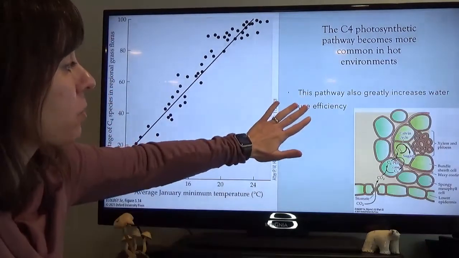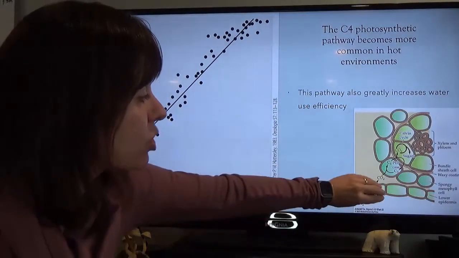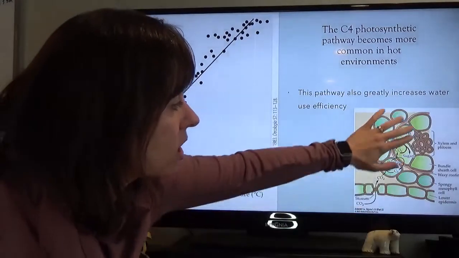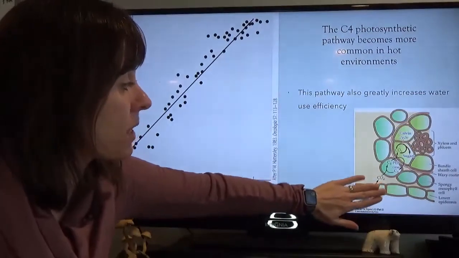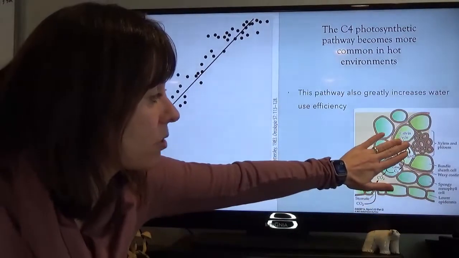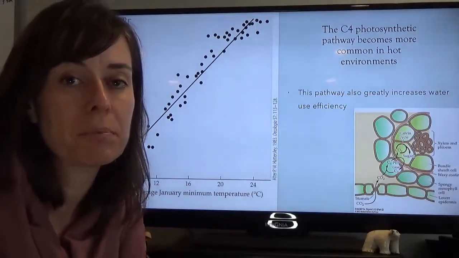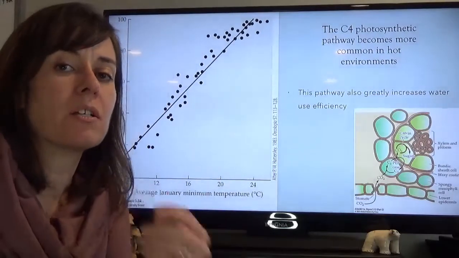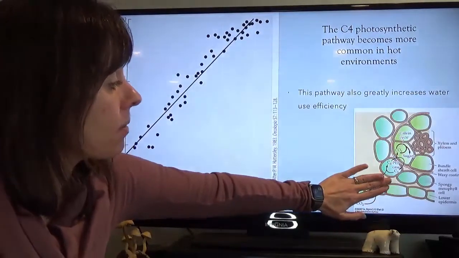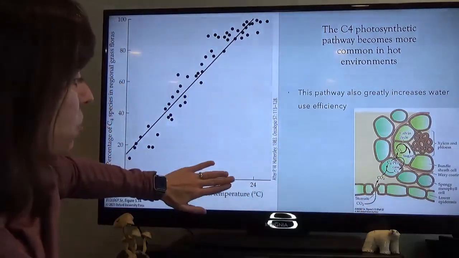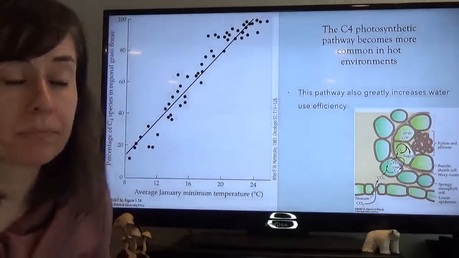This pathway also greatly increases water use efficiency, because you've concentrated carbon dioxide in these bundle sheath cells, so stomates can be closed because you have this spatial separation of CO2 uptake and CO2 fixation. You can close your stomates and continue with photosynthesis. This is not the case in C3 plants. Once you close your stomates, you start to reduce your photosynthetic efficiency. And so C4 plants can be much more water use efficient, which is really handy in these hot environments where evapotranspirative fluxes are really high.